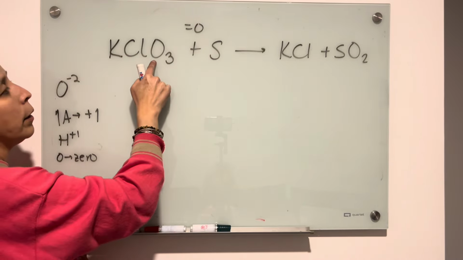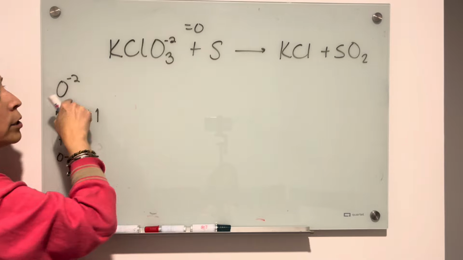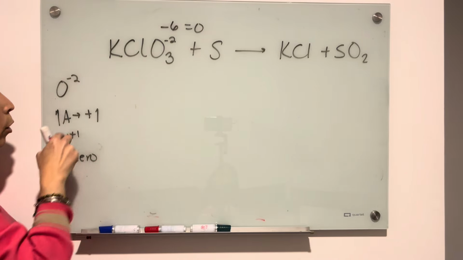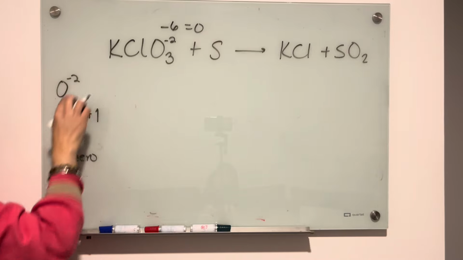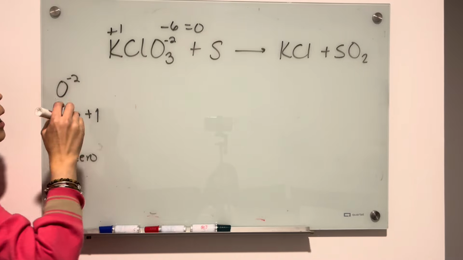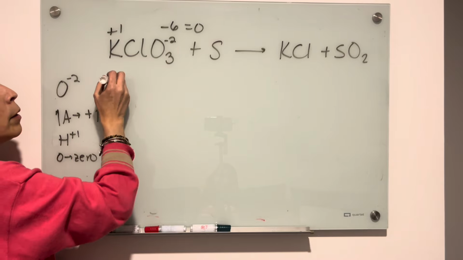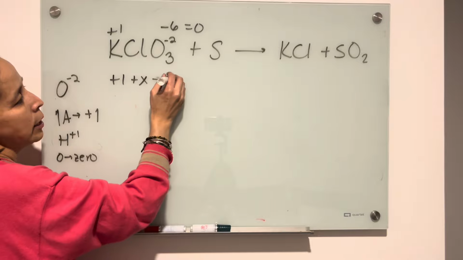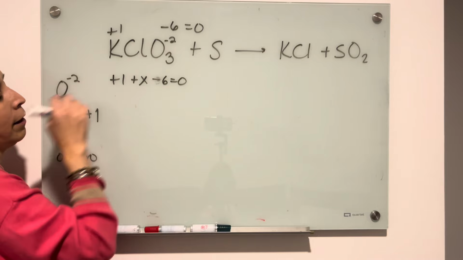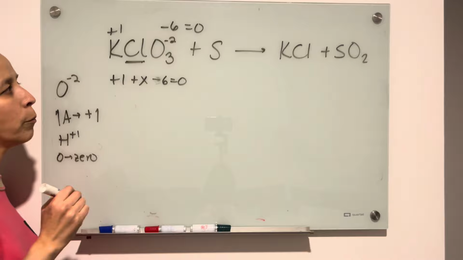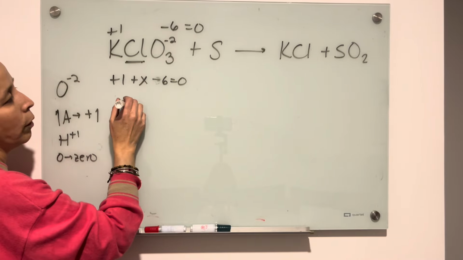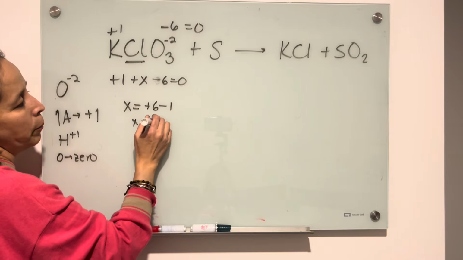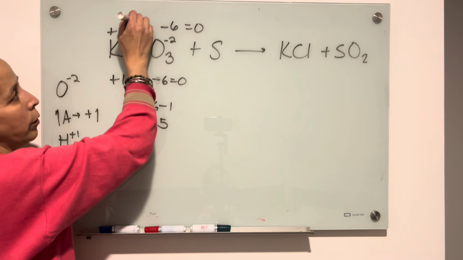So we have -2 of the oxygens multiplied by 3, we have -6, and we know that potassium is from group 1A, so we have +1. Which number do we have to put here in order to have 0? We are going to find the X, that is the oxidation number of chlorine. So we have X is +6 minus 1 is +5. So here chlorine has +5.